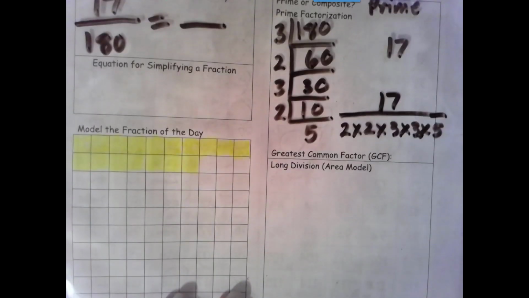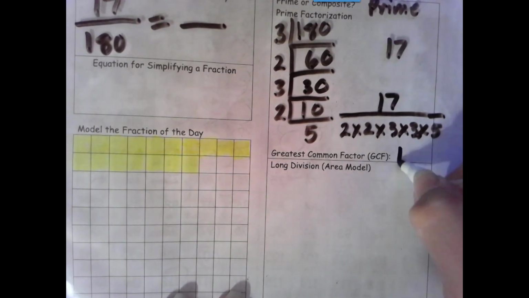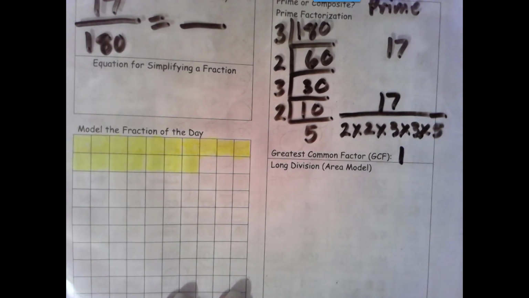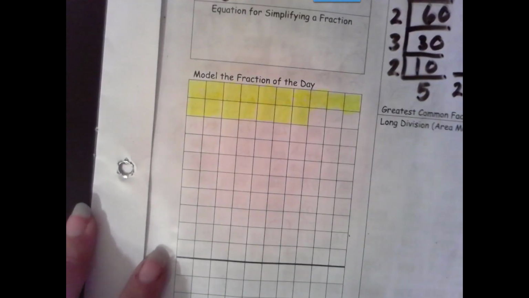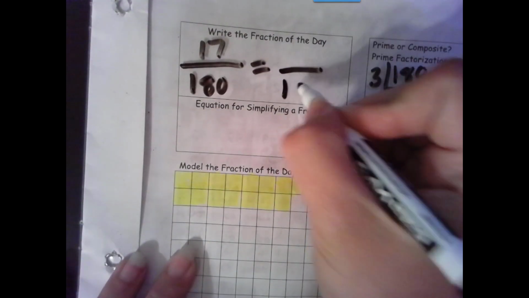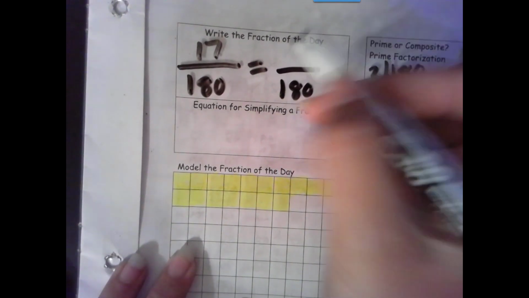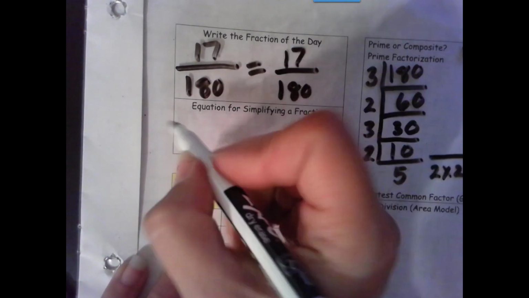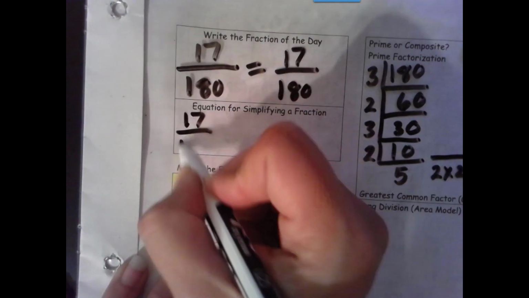We always go from least to greatest. Now we look and see, is there any number that's in the numerator and denominator? No. So that means our greatest common factor is 1. So let's make our groups of 1. Done. How many total groups of 1 do we have? We have 180. How many are shaded in? 17. We still want to prove it with our algorithm.